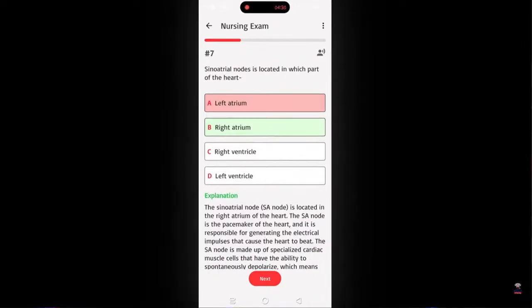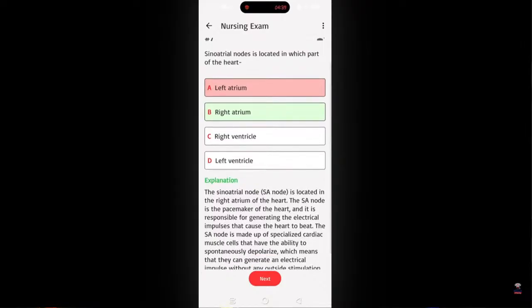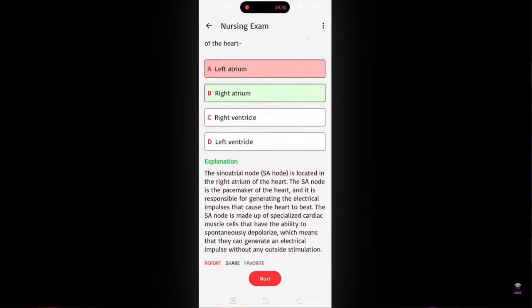Okay, so for this, we'll have to go with the right atrium, and the explanation that we are being given: the SA node is located in the right atrium of the heart. The SA node is the pacemaker of the heart. We've talked of the primary pacemaker, and it's always responsible for generating the electrical impulses that cause the heart to beat, okay? And you ought also to know it's always made up of specialized cardiac muscle cells that have the ability to spontaneously depolarize. That's what we talk of automaticity. Then we always say it means that they can generate an electrical impulse without any outside stimulation.